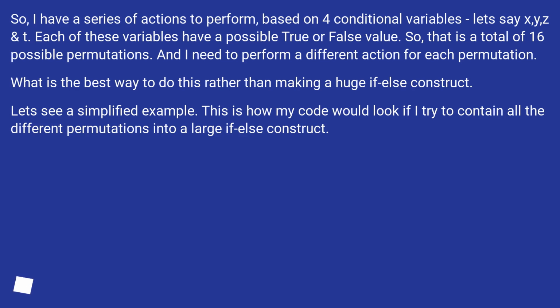So, that is a total of 16 possible permutations. And I need to perform a different action for each permutation. What is the best way to do this rather than making a huge if-else construct?